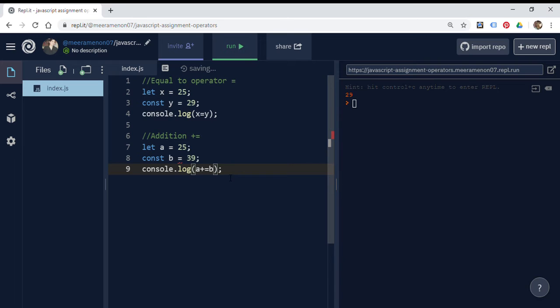Now, what is the meaning of plus equals? Remember, when you say a plus equals b, it also means a equals a plus b. Just keep that in mind. So a plus equals b means a equals a plus b. So let's see the result. Obviously 64.